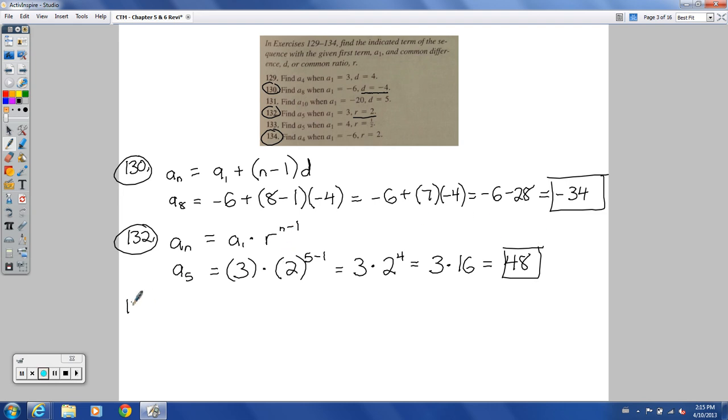And then finally 134 with this set. A to 4, we got another ratio problem, another geometric problem. So we use this formula one more time. And we're looking for the fourth term.